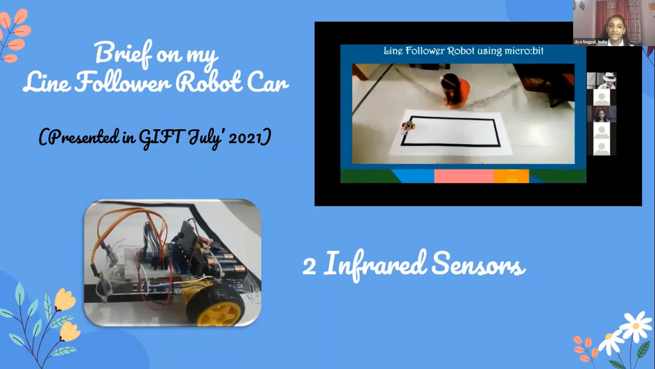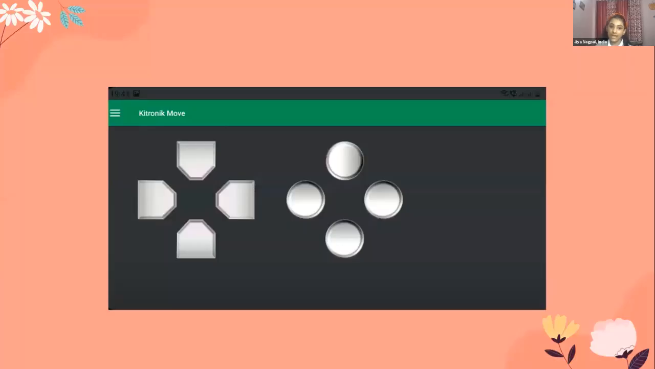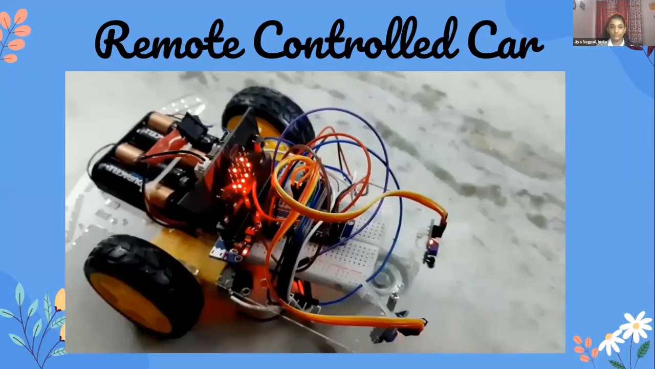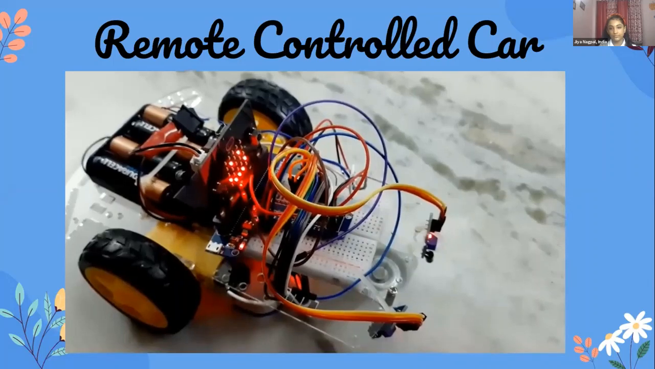It used 2 infrared sensors and it used to follow the black line. Now I have made a remote-controlled car and I use this app to control it. It is called Kitronik Move app. This app is specially made for a micro:bit remote-controlled car. Let's watch the video.